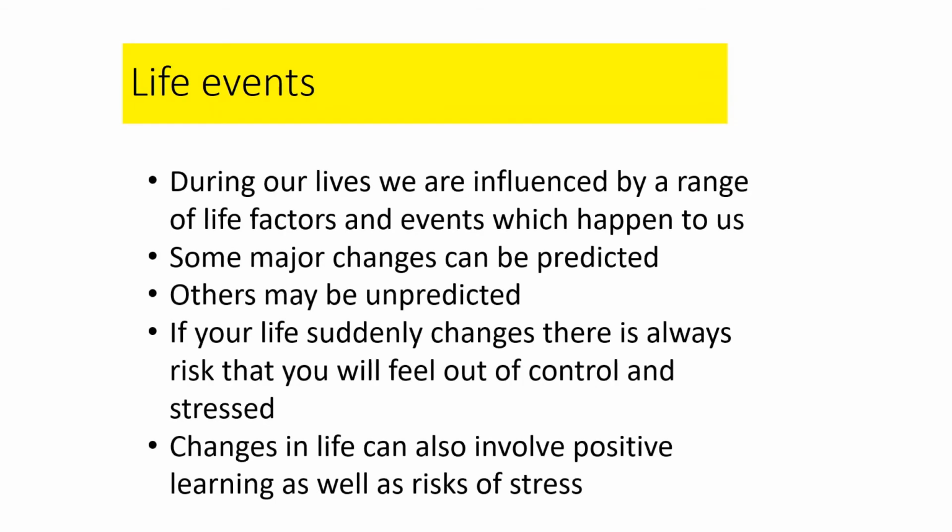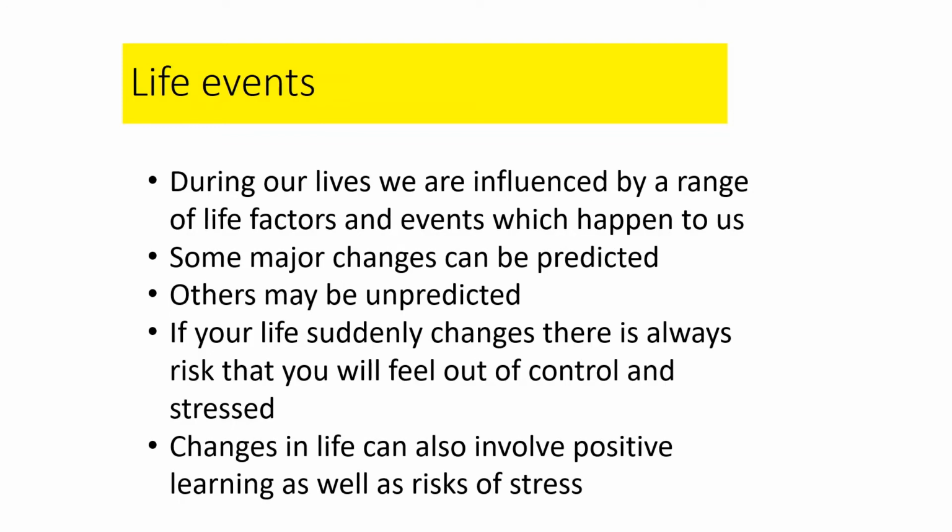Obviously, during our lives, we are influenced by a range of life factors and events which happen to us. So for instance, if we are going to be getting married, then the next life event across from that would be maybe having children. So different life events work hand in hand with others. They're unpredictable, or they can be predicted. They can also change your life suddenly.